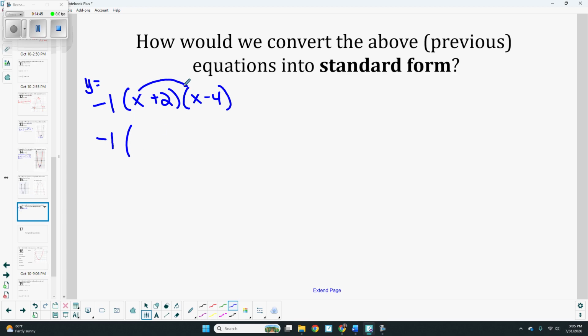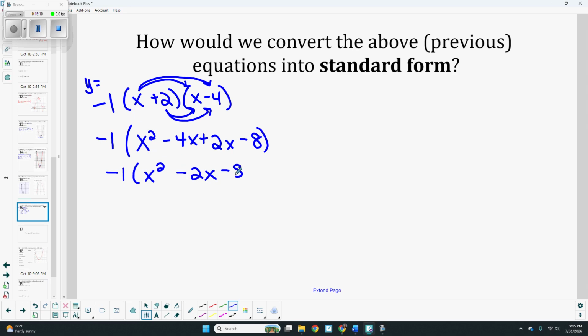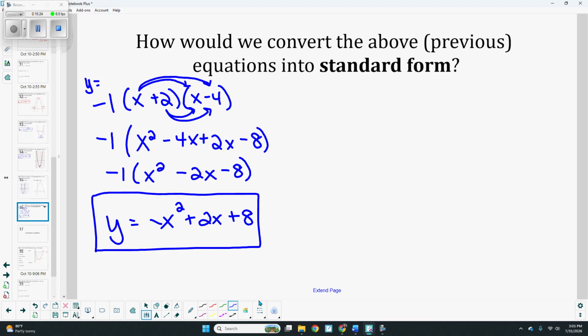So when I multiply these two, we have the FOIL method, first, outer, inner, last, or think of it as the distributive property. So x times x is x squared. X times -4 is -4x. Then we do the inner one. 2 times x is 2x. 2 times negative 4 is negative 8. I can combine some like terms in here. So negative 4x plus 2x is negative 2x minus 8. And then we have to distribute the negative 1 to everything. So this would be negative 1x squared plus 2x plus 8. So that would be the standard form of example 3a.